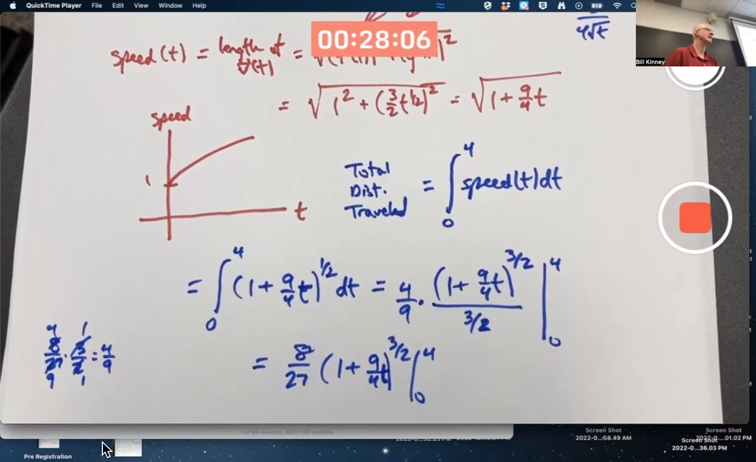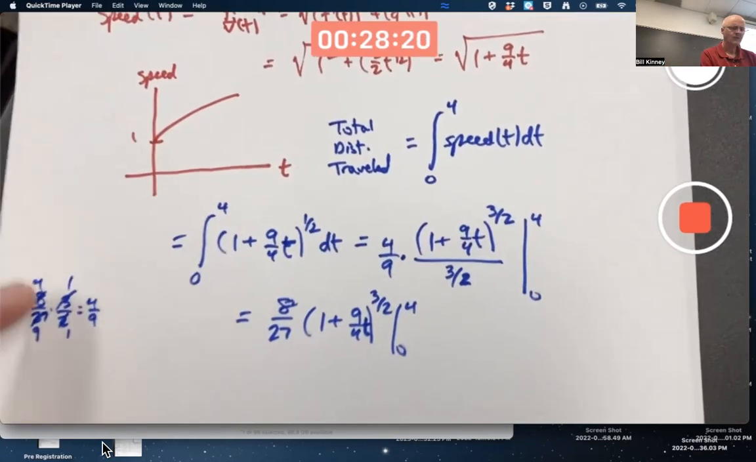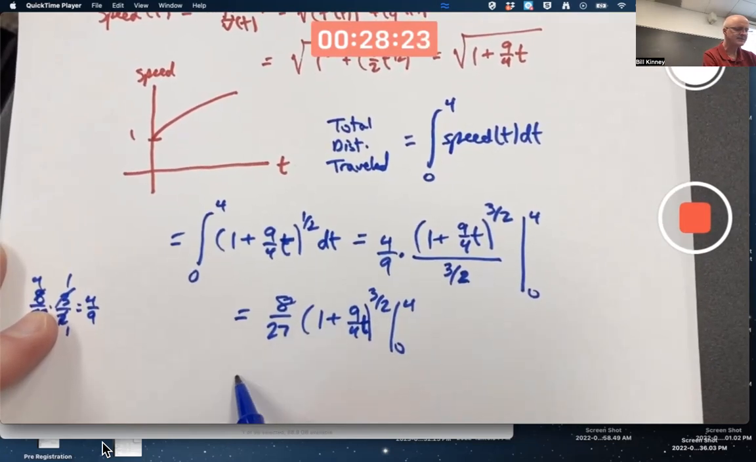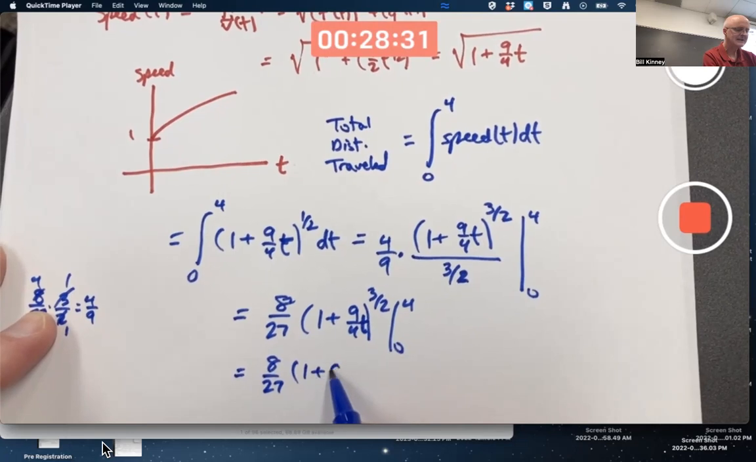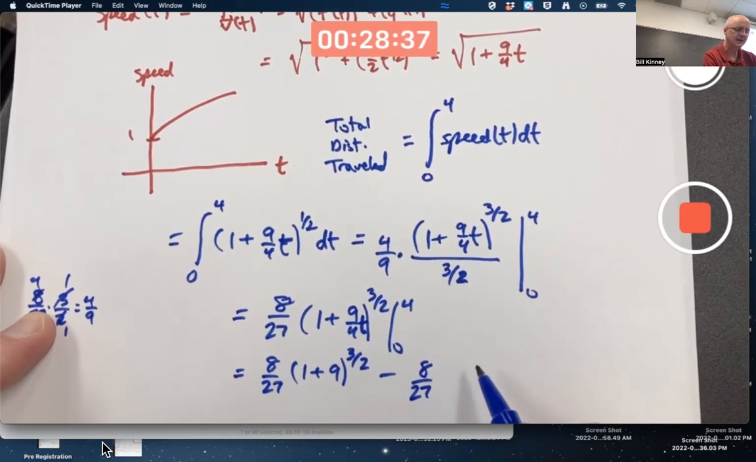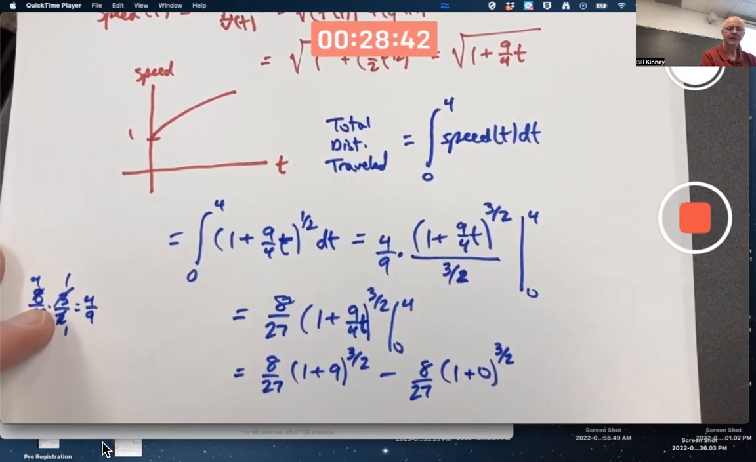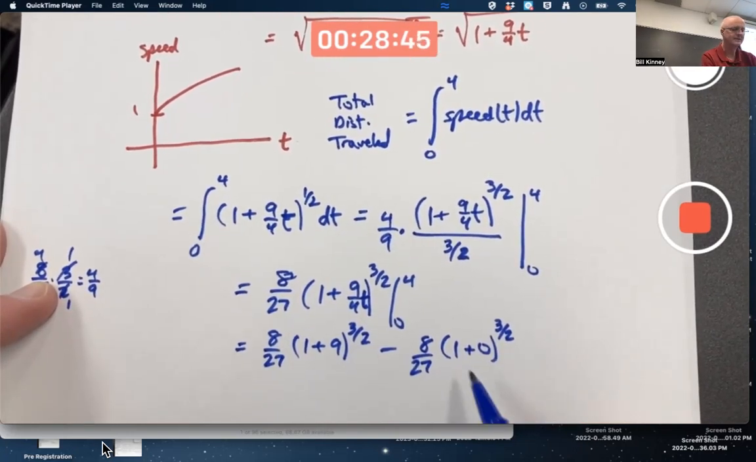Again, in Calc 2, you'll learn to be a little bit more careful about it, systematic about it, and use substitution. But I'm not doing that. That's applying the fundamental theorem of calculus. All that's left to do is to simplify it. Plug in 4 in place of t. 9/4 times 4 is 9. And then subtract what you get when you replace t with 0, which is not 0 here. It's 1 plus 0 to the 3/2, which is non-zero. It's 1. This is a 1 here.